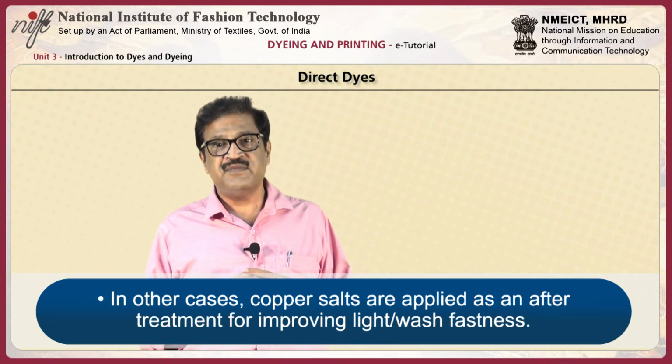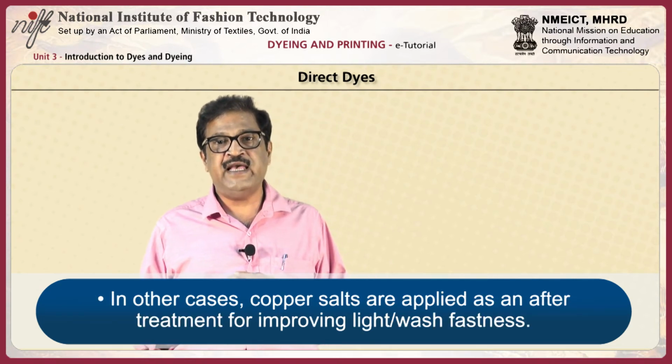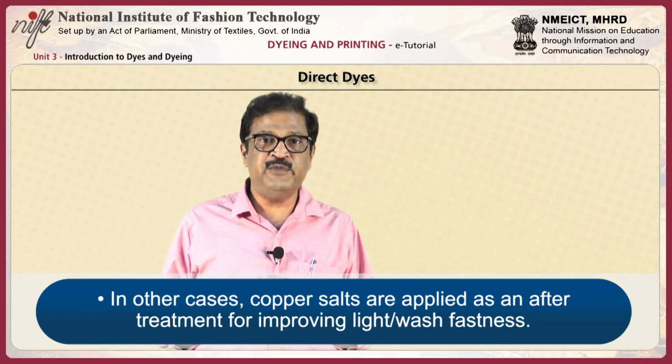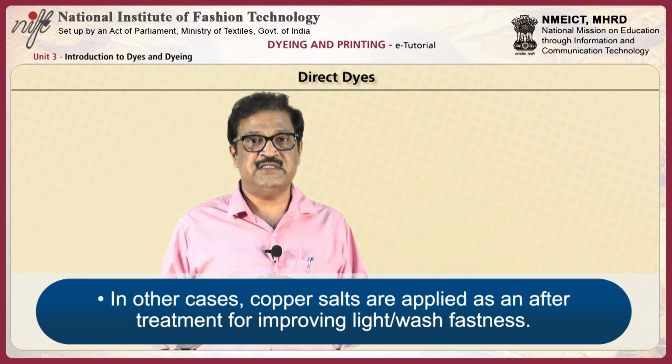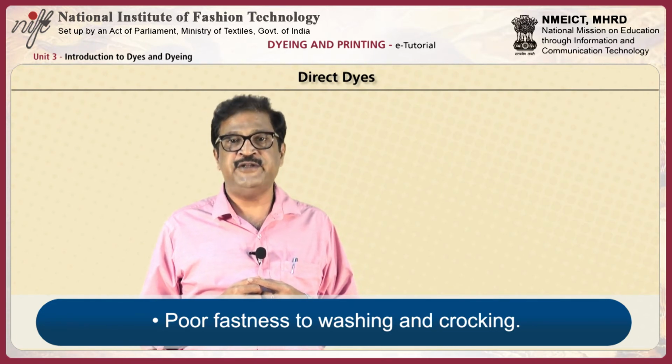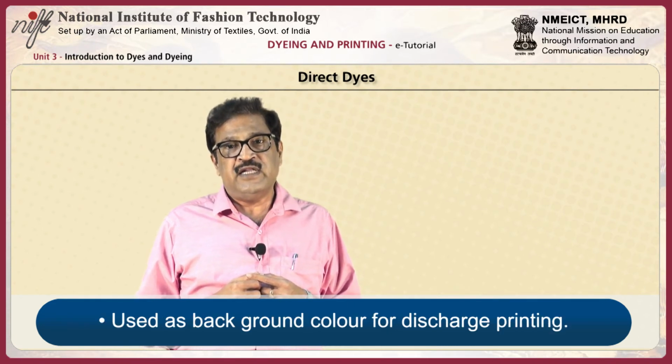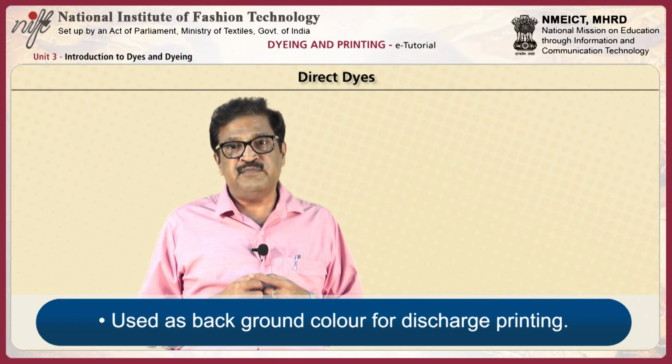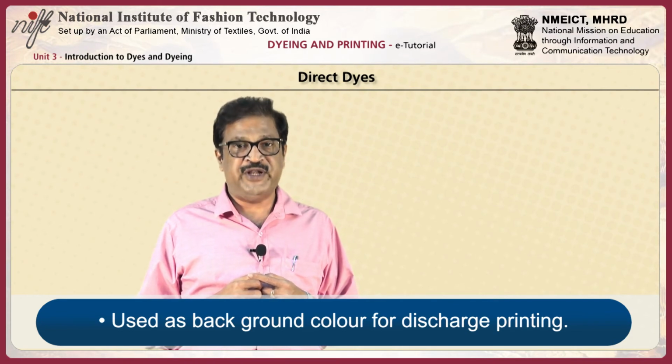In this case, copper salts are applied as an after-treatment for improving light and wash fastness. Direct dye has poor fastness to washing and crocking. Direct dyes are used as background color for discharge printing.